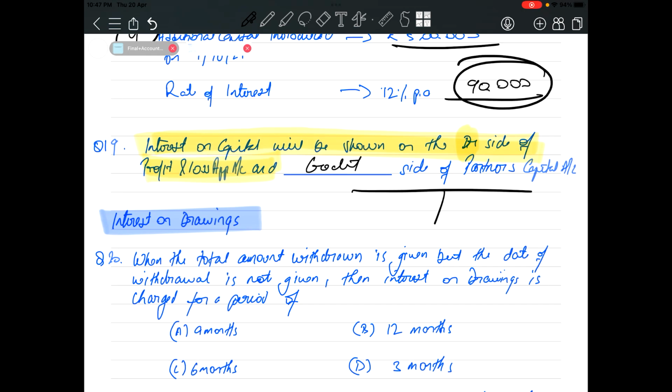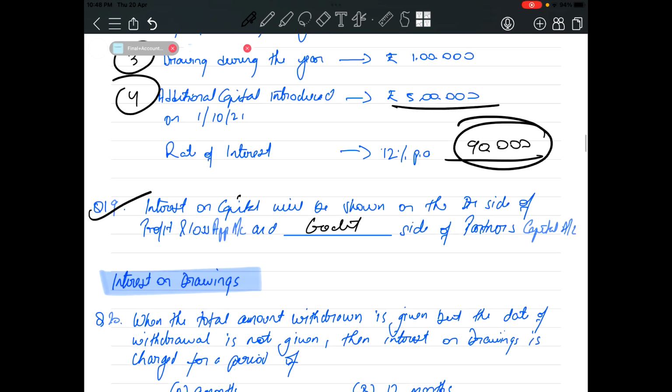Why? When you prepare a partners capital account, the credit side is for increase, right? So interest on capital will increase the partner's capital balance, so it will come on the credit side. Interest on capital is a loss for the partnership firm, but it is a gain for the partner. So it will come on the credit side. I hope this is clear. So the right answer is credit. We are done with question number 19.